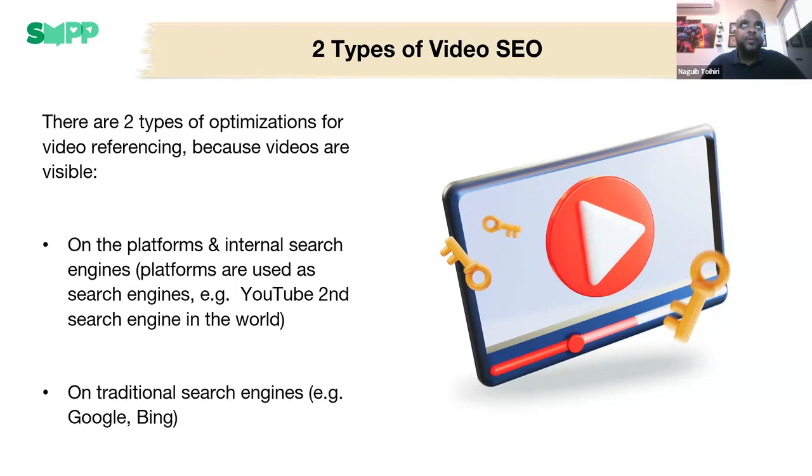So the first way to optimize is to optimize for those platforms. The other way to optimize the video SEO is actually to optimize for the search engine, right? So video SEO stands for video search engine. So we can optimize for Google, we can optimize for Bing.